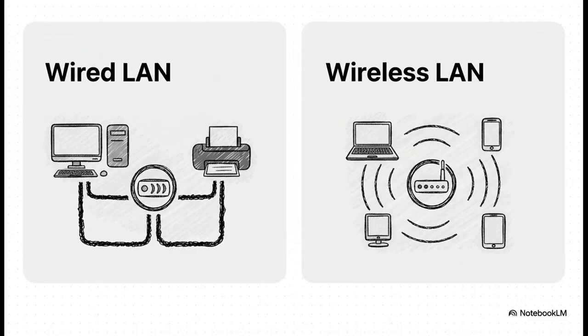Now, these LANs basically come in two main flavors. First, you've got your classic wired LAN, the one that uses those physical Ethernet cables plugged into the back of your computer. And then there's the one we all know and love, the wireless LAN, or Wi-Fi. It does the exact same job, just using radio waves instead of all those messy cables.